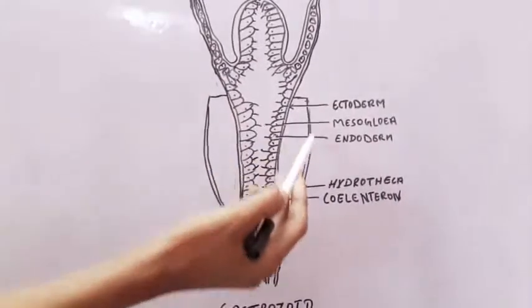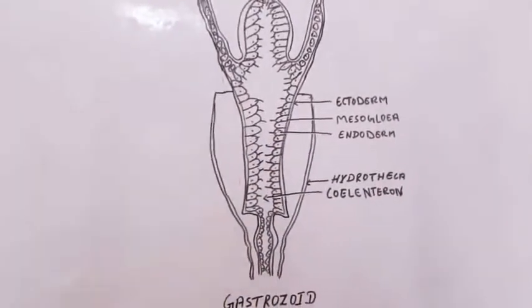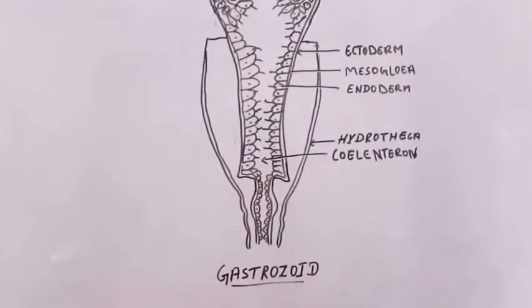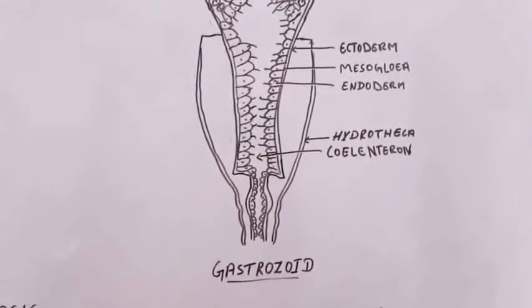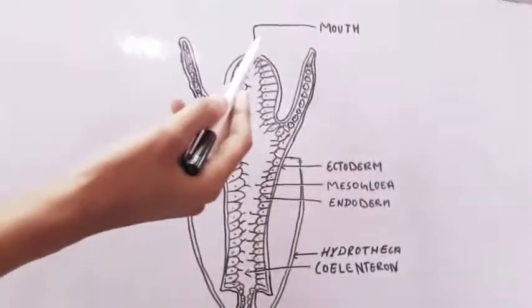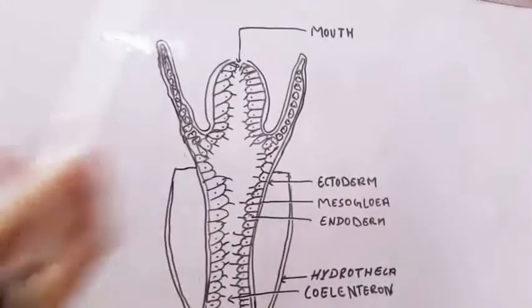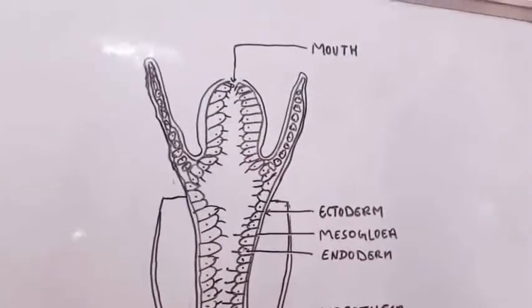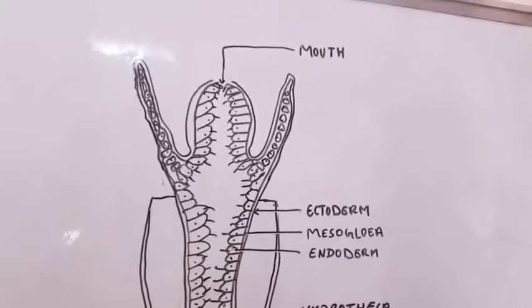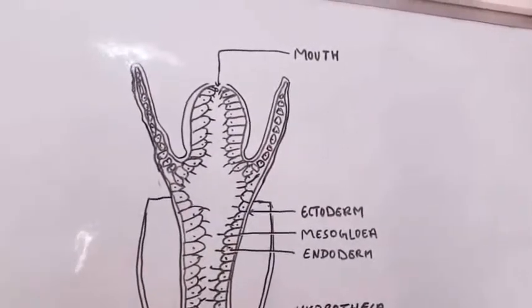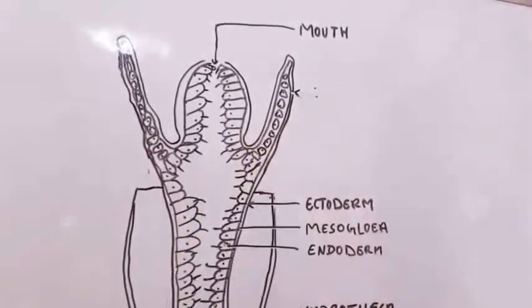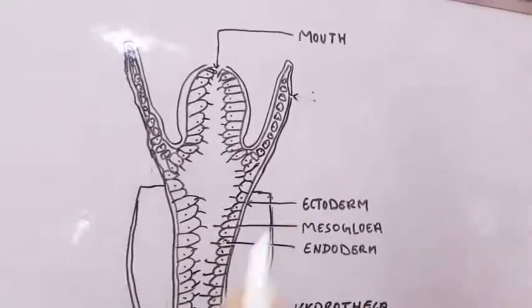So you can see here, the cup-shaped hydrotheca which covers the polyp. So each polyp is made of a mouth. So here the presence of mouth, hypostome and hydrotheca. So the hypostome is surrounded by tentacles. So here these are tentacles.